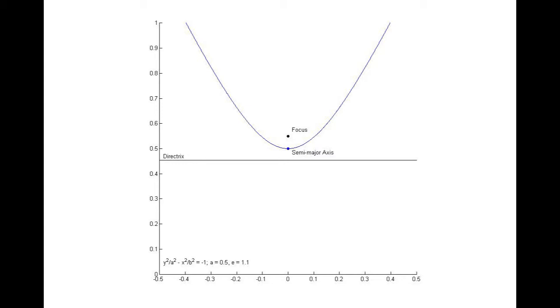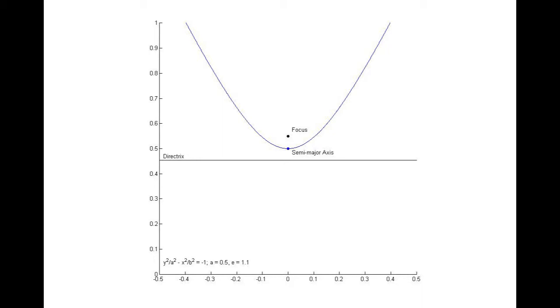So on the screen here you can see that I have a hyperbola drawn. Hopefully you've had a chance to take a look at it. The bottom left-hand corner lists the equation, the semi-major axis, which is A, and the eccentricity, which is 1.1 in this particular example. We also have the directrix, which is the black line drawn horizontally across the screen. Then we have a hyperbola, and 2 points mark the focus and the semi-major axis.